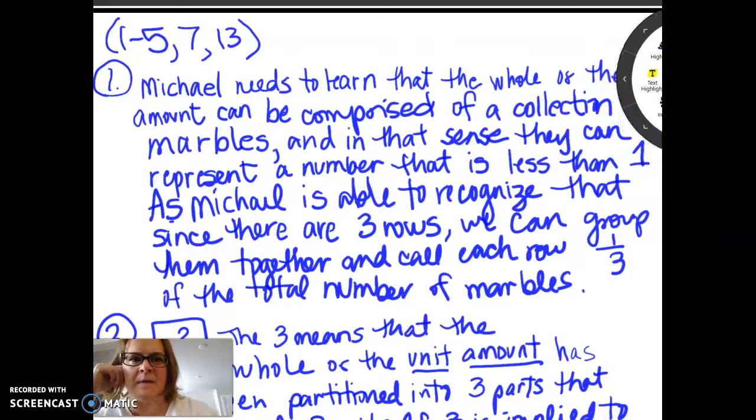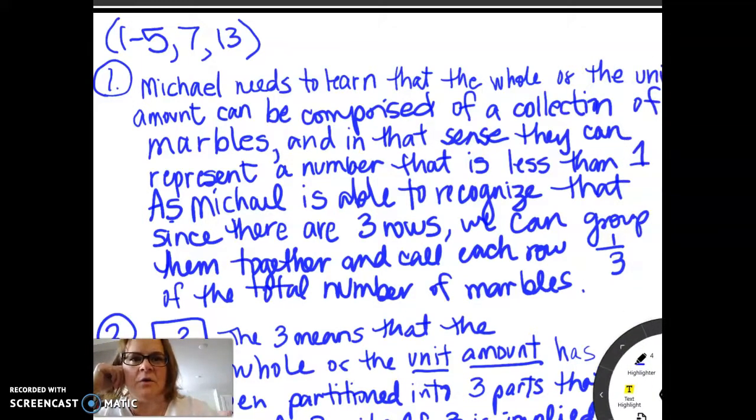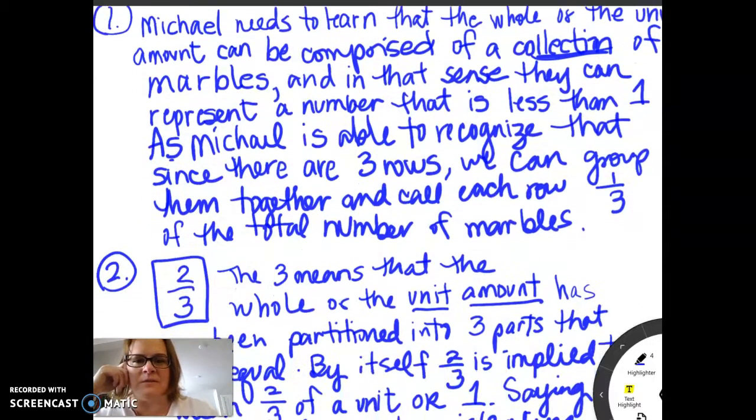What's happening here is that Michael needs to learn that the whole, or the unit amount, can be comprised of a collection of marbles. So he's a little confused on that. And in that sense, they can represent a number that's less than 1. The collection can represent a number less than 1. As Michael is able to recognize that since there are 3 rows, we can group them together and call each row 1/3 of the total number of marbles.